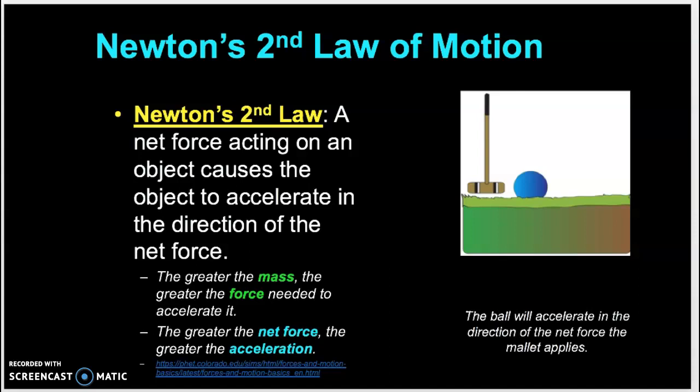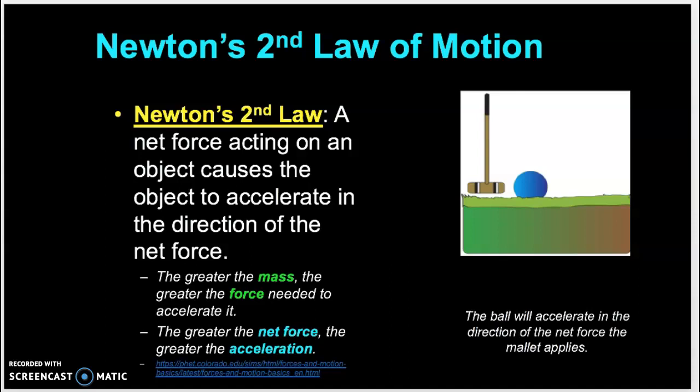So if I go outside and I kick a soccer ball, the soccer ball is going to go in the direction that I kicked it. So over here, you see the ball is going to accelerate in the direction of the net force that the mallet applies. So, if the object has a greater mass, the greater the force is going to need to accelerate it.